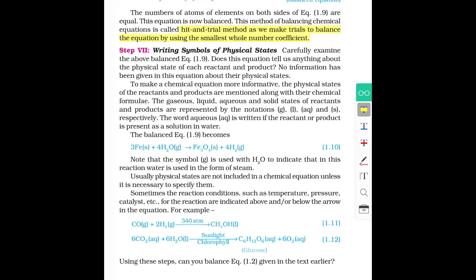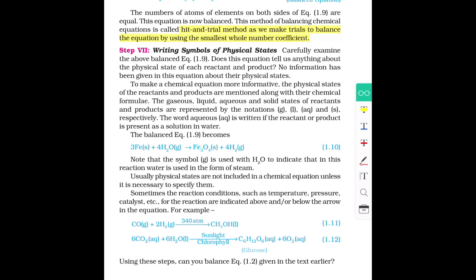Now writing symbols of the physical state. Carefully examine the above equation. Does this equation tell us anything about the physical state of each reactant and product? No information has been given in this equation about the physical state. To make a chemical equation more informative, the physical state of the reactants and products are mentioned along with their chemical formula.